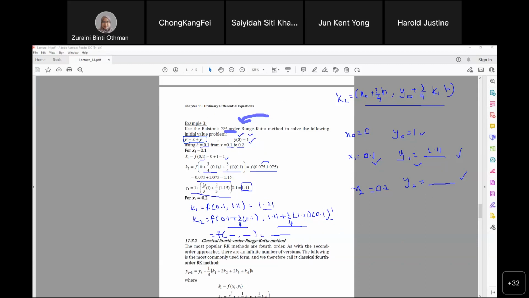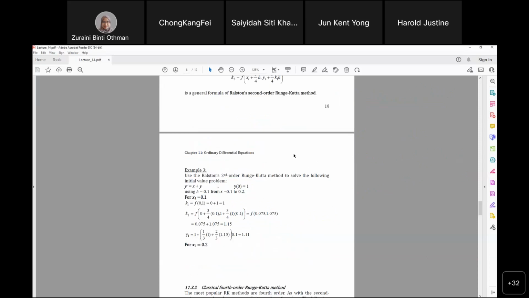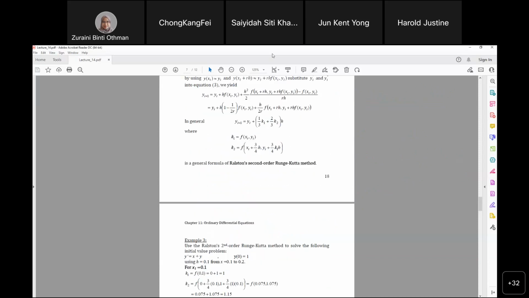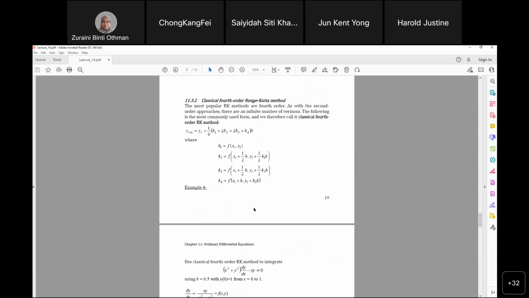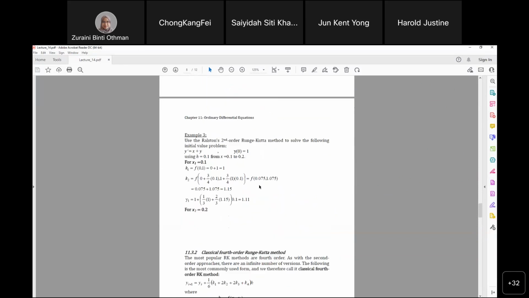Can I erase this one? I don't remember what is above. Okay, it is given like this, which is there, one. Okay, Y2 is this one. Y2 is Y1 plus 1/3 K1 plus 2/3 K2, where K refers to the K1, K2 that you just got, times H. Okay, then you get the value for Y2. This is the fourth order.